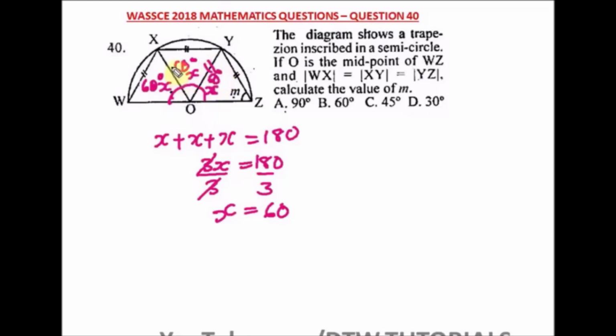So these sides are equal. From here, since we know this angle is 60 and these sides are equal, this is an isosceles triangle. And remember, in an isosceles triangle, the base angles are equal. So this x will be equal to M, and we have gotten our x as 60 degrees. So it means that M is equal to 60 degrees. So this is our answer, and our right option here is option B.